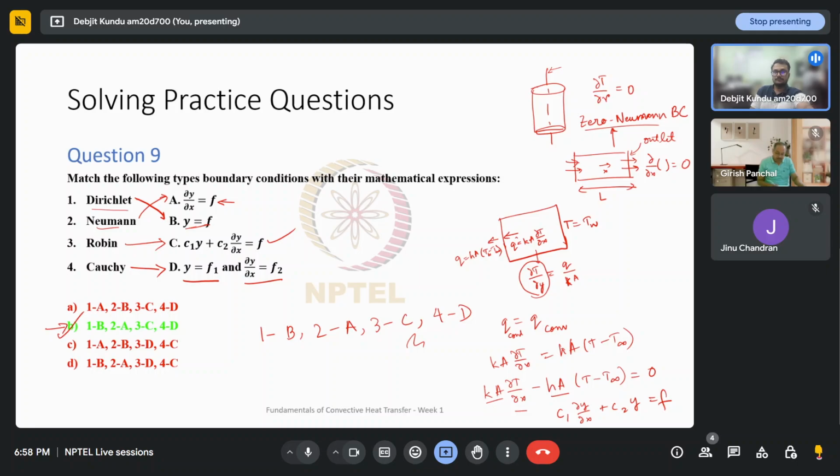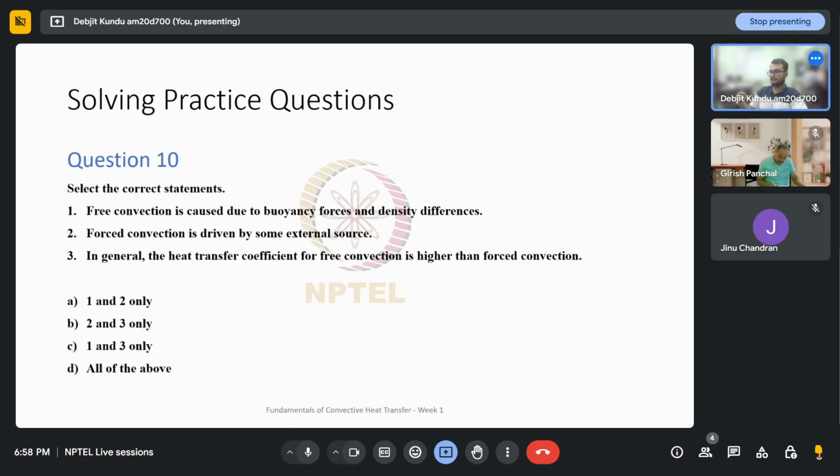All right, so if there are no questions, we'll move on to the 10th question of today's session, and the last one as well. So here three statements are given. You have to pick out which of these statements are correct, and then there are some combinations given as options A, B, C, and D. So you'll have to pick that ultimately.